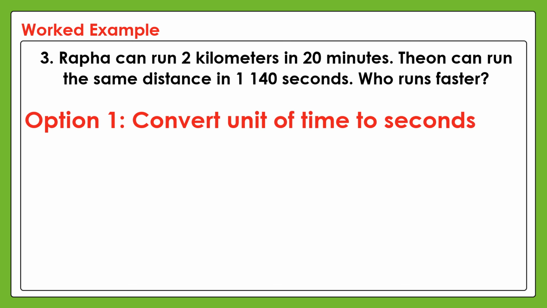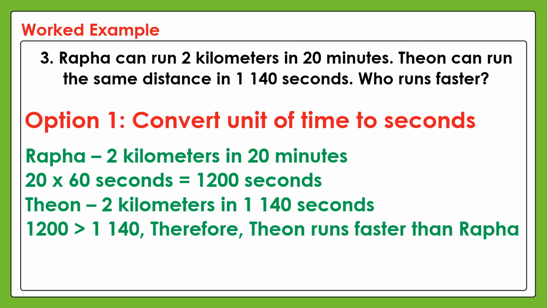Number 3, Rafa can run 2 kilometers in 20 minutes. Theon can run the same distance in 1,140 seconds. Who runs faster? Here's the option 1. Convert unit of time to seconds. Rafa, 2 kilometers in 20 minutes. That is, 20 times 60 seconds is equal to 1,200 seconds. While Theon, 2 kilometers in 1,140 seconds. And 1,200 is greater than 1,140. Therefore, Theon ran faster than Rafa.